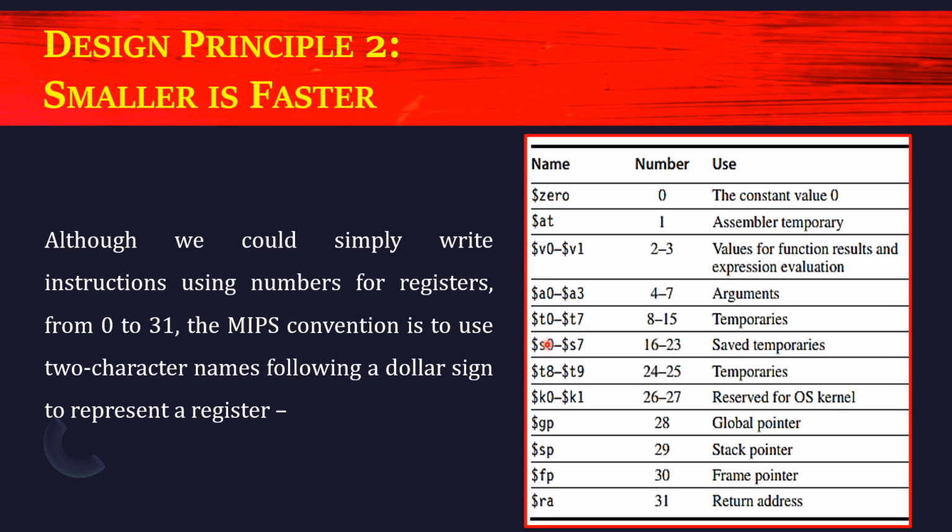For example, $s0, $s1 up to $s7 are used for representing the saved temporaries. Then register names $t0 to $t9 are used for storing the temporary values that occur during arithmetic instructions. $k0 and $k1 are reserved for operating system kernel purposes. Then $at is an assembler temporary. $zero is the constant value which represents the value 0. $ra is used for representing the return address.